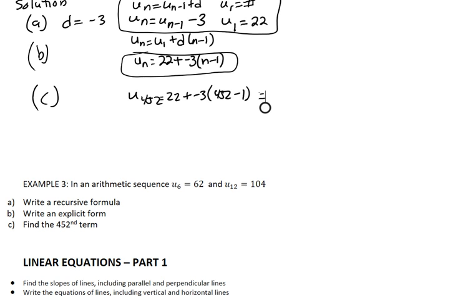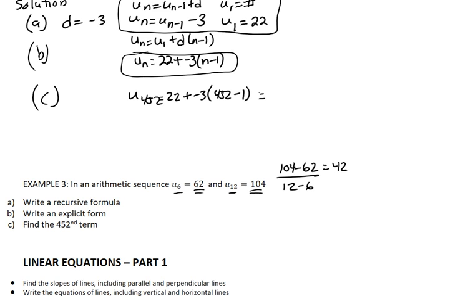These terms are apart. Well, if we want to find a common difference, it must take 6 steps to get from 6 to 12. So if we take 104 minus 62, that would equal 42. And we take 12 minus 6, this one and this one, right? And that is, of course, 6, and 42 divided by 6 is 7.